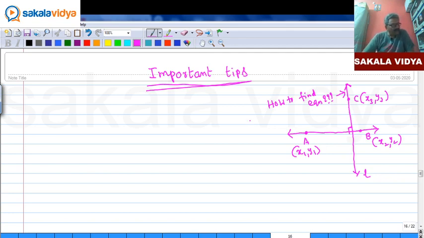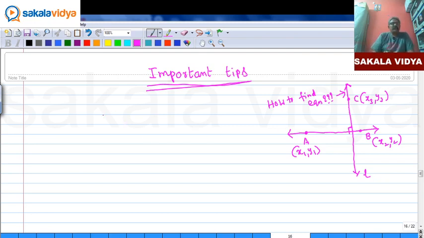M1 into M2 is minus 1. First apply the two-point form, then the point-slope form. Slope of AB, find it. Very good. It's a good idea: foot of the perpendicular. What is the necessity of the foot of the perpendicular? Okay, foot of the perpendicular, good idea.